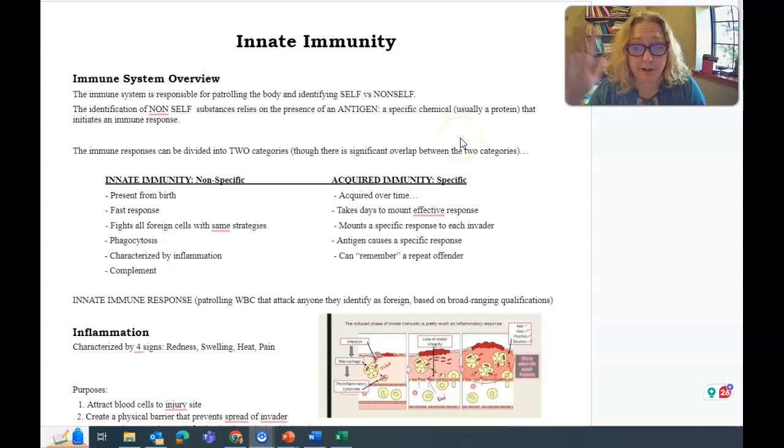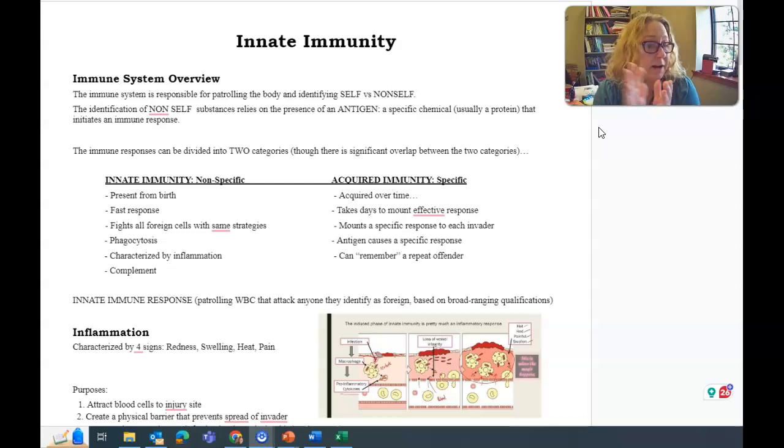Hello, microbiologists. We are going to talk about innate immunity. Then I'm going to make one on acquired immunity. So let's start off strong with innate immunity. So, an immune system overview. This sheet, which I will have available on Canvas, is just a sky-level overview of innate immunity. And then we're going to go through the slides to be a little bit more specific.